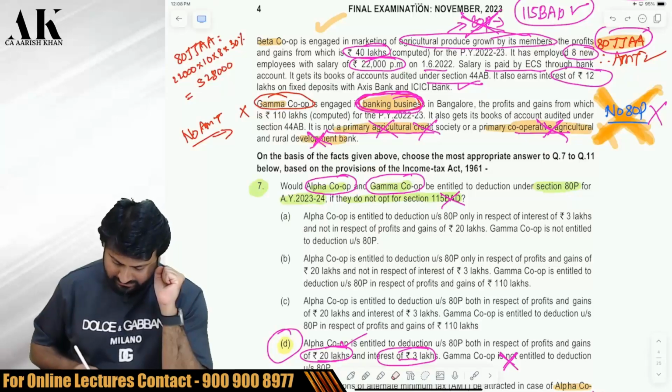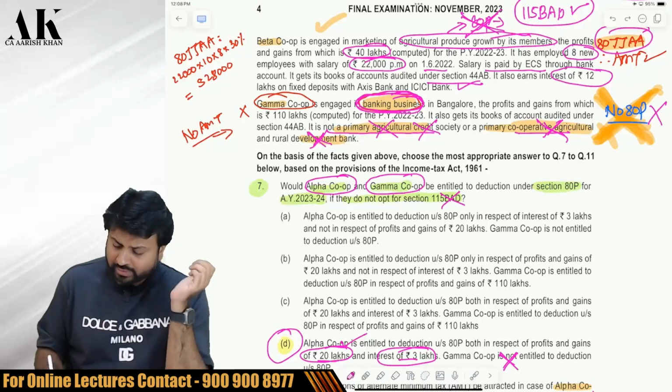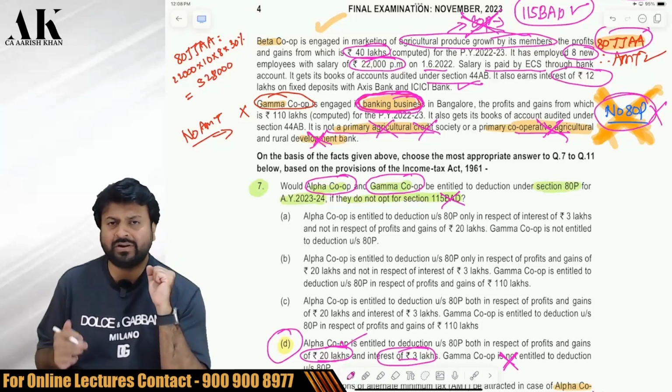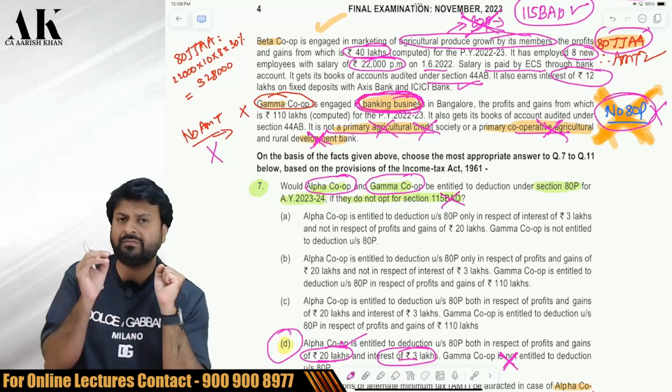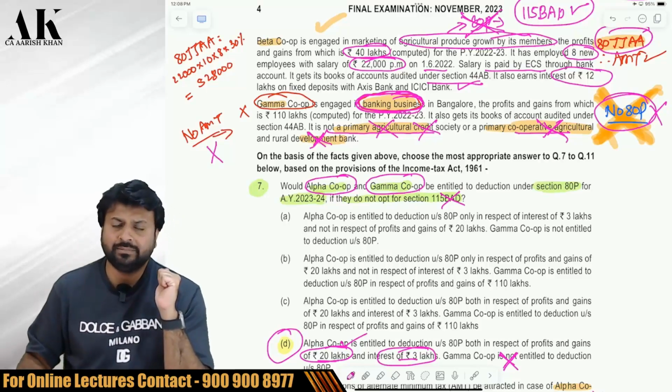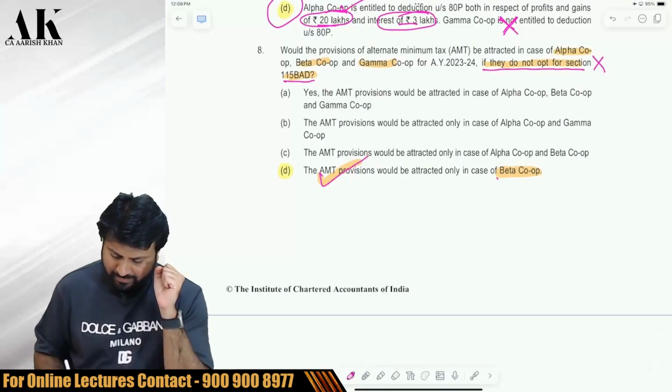What about Gamma? Gamma is also not claiming any profit linked deduction. Gamma is not even claiming ATP, forget about other profit linked deductions. Therefore, Gamma is also not liable for AMT. Only Beta will be liable for AMT. Therefore, the AMT provision would be attracted only to Beta.